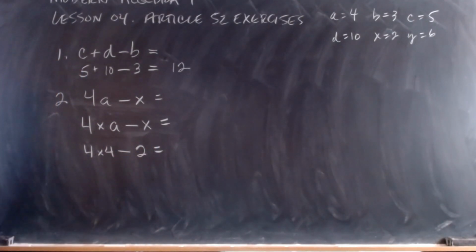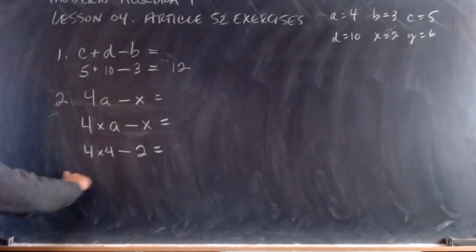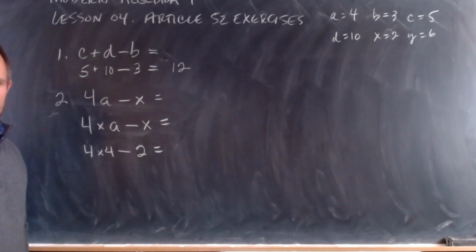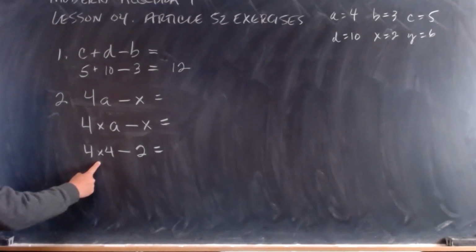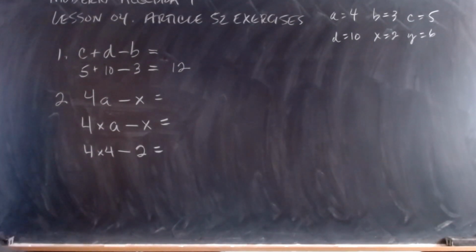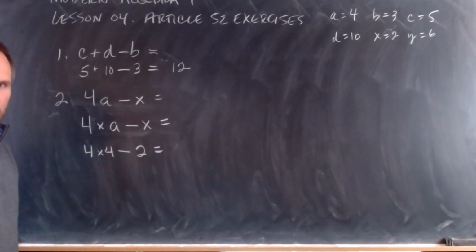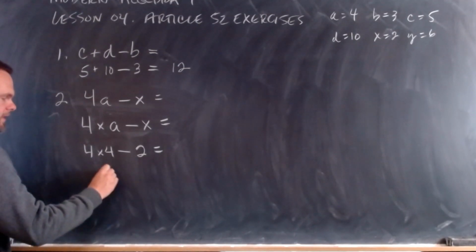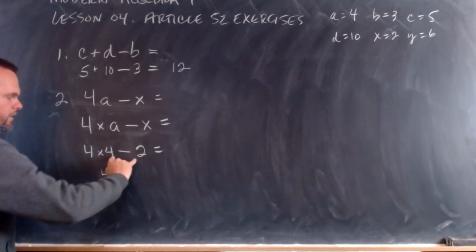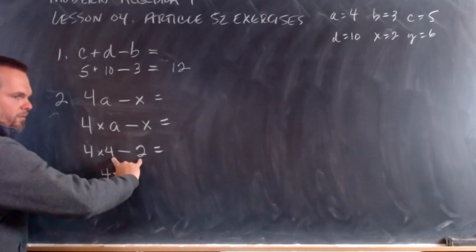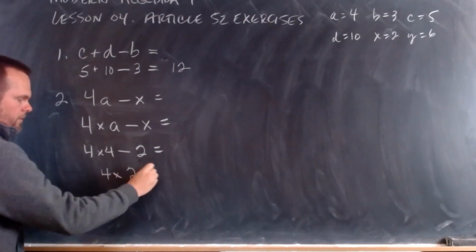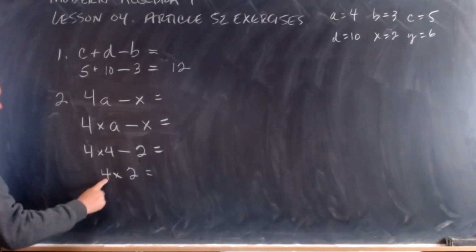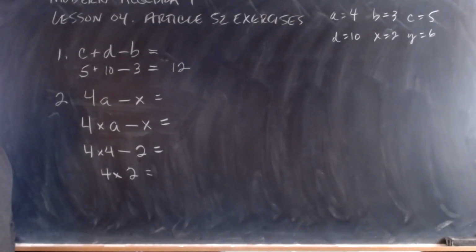How do I figure out what order to do this in? Do I just start on the left and go to the right? How do I know what order? Because I have a multiplication problem and a subtraction problem. How do I know what to do first? Is 4 times 4 minus 2 the same thing as 4 times, what's 4 minus 2? Is 4 times 4 minus 2 the same thing as 4 times 2?